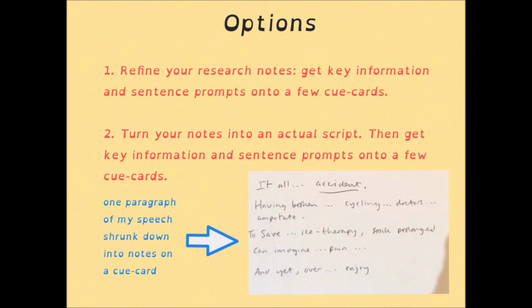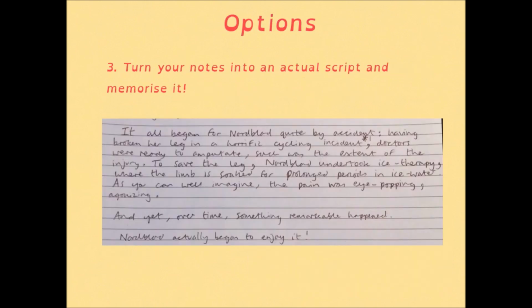My personal preference is number 2 though. Turn your notes into an actual honest to goodness script, and then turn that script, once you've learnt it, once you're congruent and familiar with it, then turn it into prompts on cue cards. That will mean that those notes in front of you are that little bit more meaningful, more useful when you're standing there doing it for real.